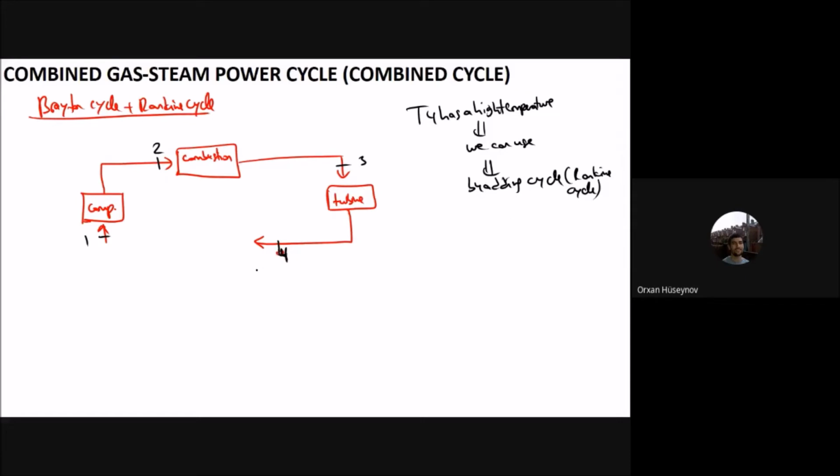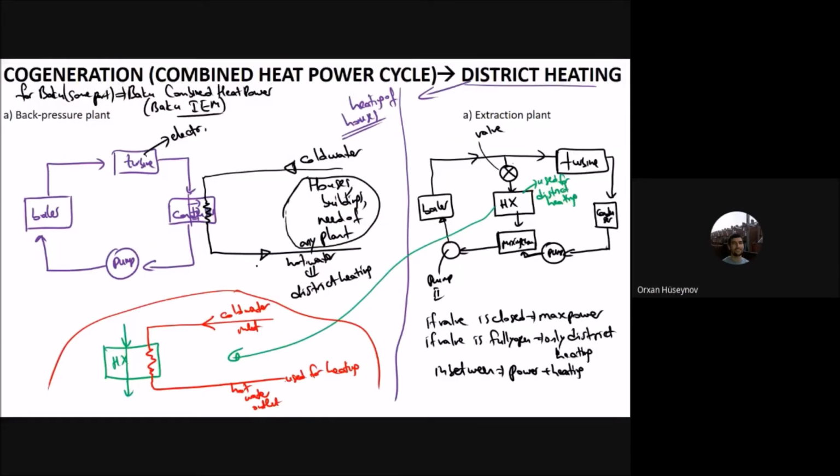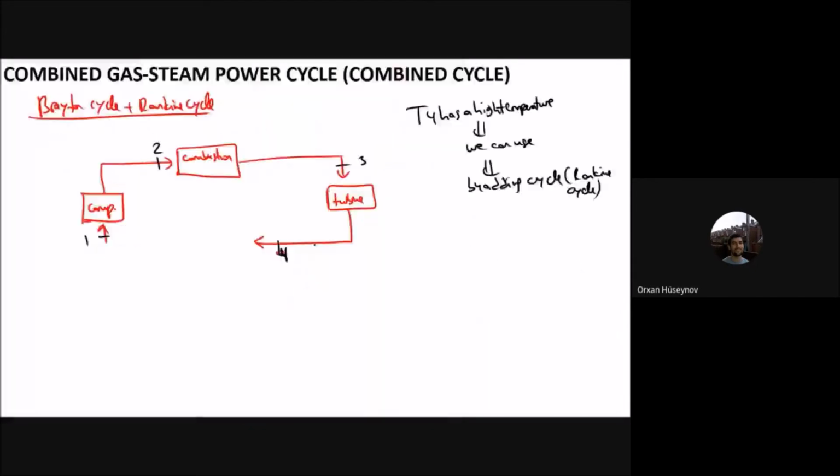source for our boiler. Because in the previous cases, if you remember, for this boiler, for example, the heat source is fossil fuel. But here, for this combination of the gas cycle and the steam cycle, which is also called the combined cycle, you have the heat source as the outlet of the turbine here.